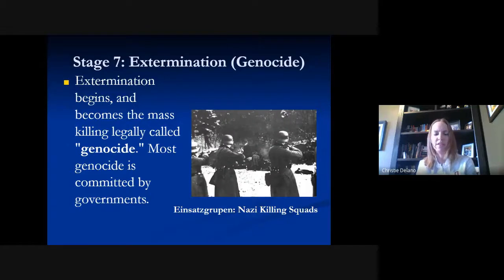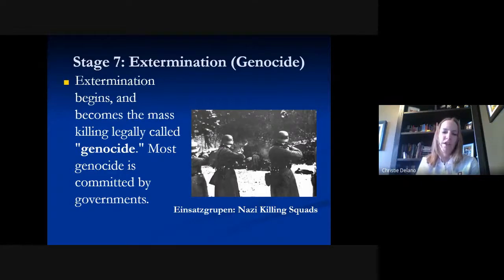Stage 7 is the actual execution, the stuff that we read about in our history books. Extermination begins. And as it becomes more significant in mass, it can be then labeled genocide. Genocide, though, is very rarely deemed a genocide during the action itself. Later down the road, it gets labeled a genocide.